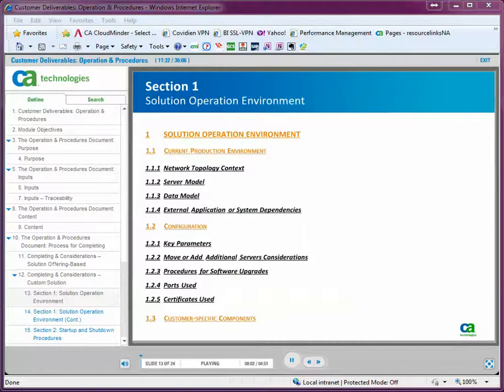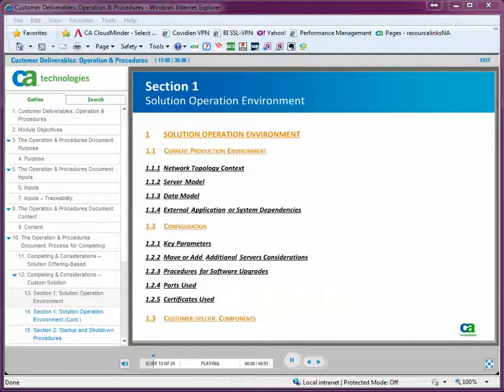Section 1, the documentation of the solution operation environment. This section is not intended to describe the deployed environment in detail, because this has already been done in the context of the TDS and the BNI guides. The intent of this section is to call out any aspect of the solution that is non-standard, anything to do with non-standard configuration, integration of third-party, or customer systems that touch the solution.